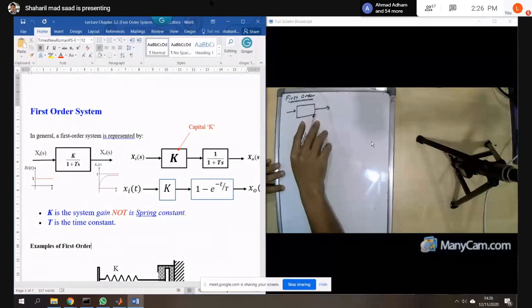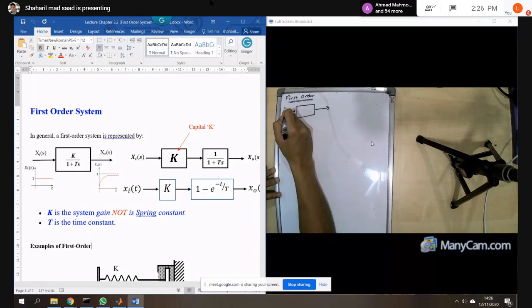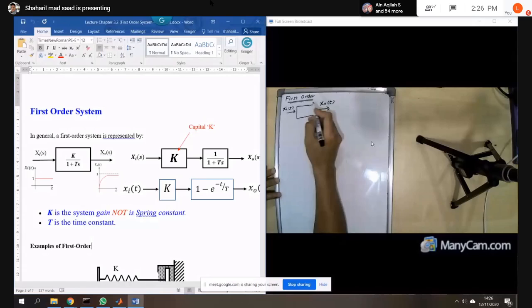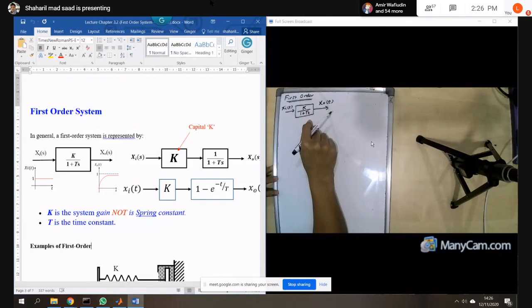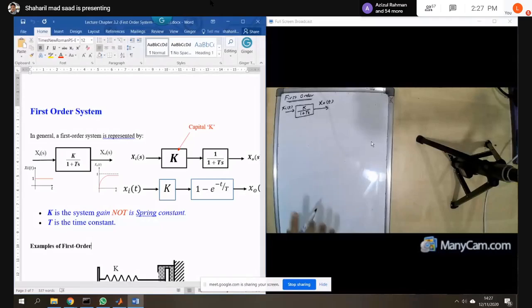So when you have the first order system, this will be the general equation for them. The input x_i(t) is in terms of the time domain. Then this one is K over 1 plus Ds. K here is not the spring stiffness, right? K means the controller. Okay, got it here.